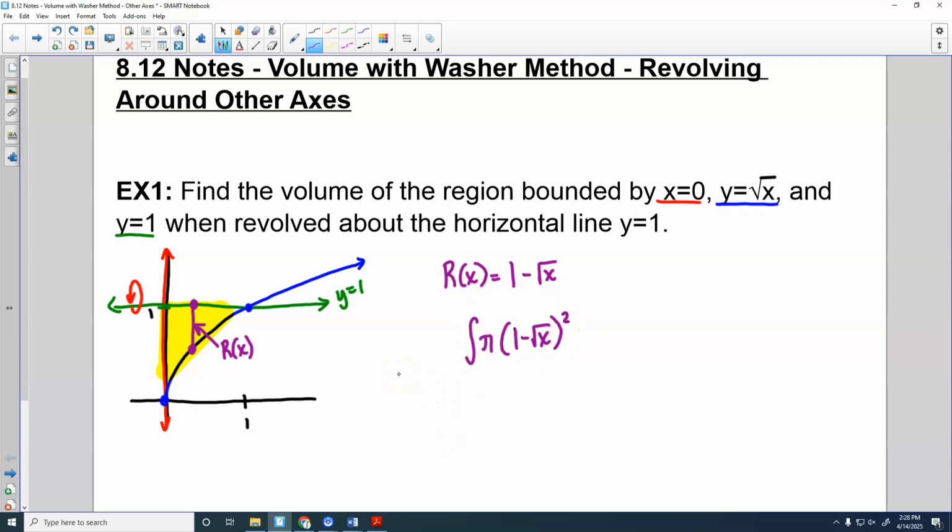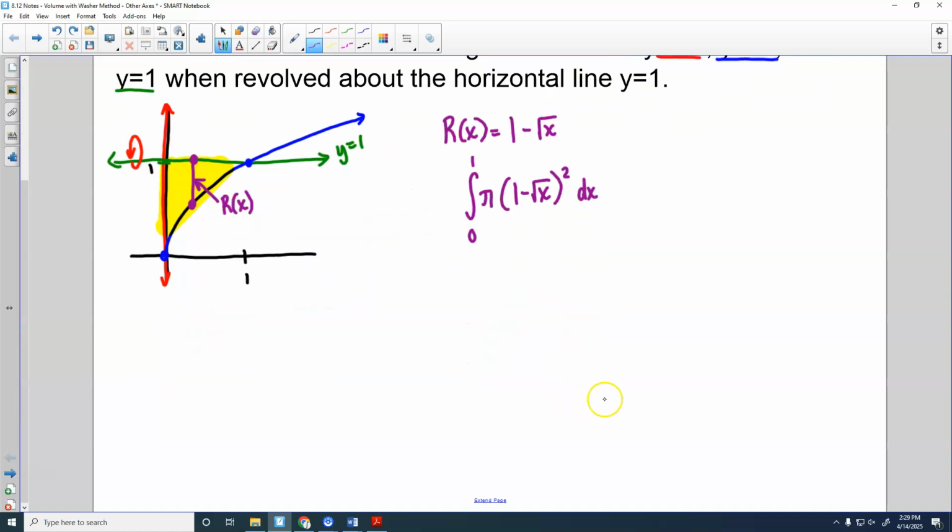What do the limits need to be? 0 to 1. Which axis are we looking at? The x-axis, because the y-axis is also 0 to 1 here, but we're looking at the x-axis for that. So this one is not too terrible. We're going to do this one by hand, and then we probably won't for some of the others.